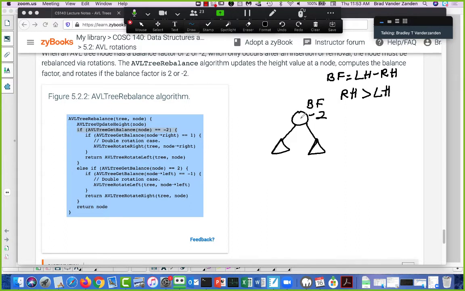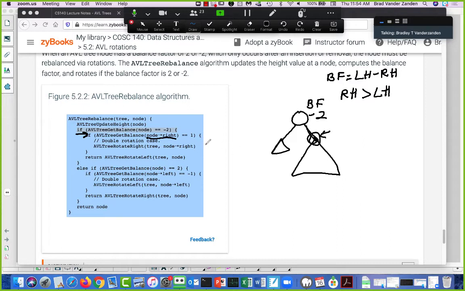So it means in this case that this subtree is higher than the left subtree. So we're going to be rebalancing about this right subtree. What we do is we come down and we go to the right. So we know that the first move is to the right, to this node right here.